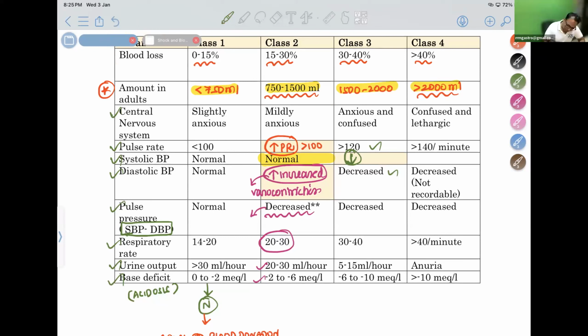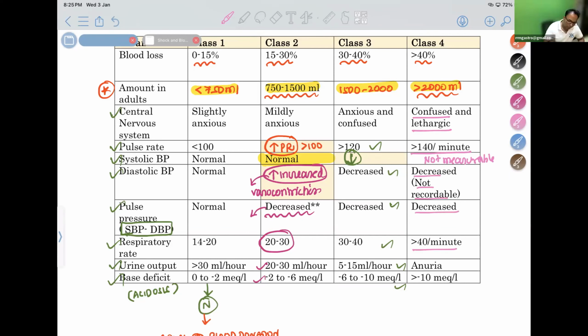So pulse pressure decreases, respiratory rate increases, urine output goes less, base deficit increases, and systolic BP is not measurable in class 4 shock. Very, very feeble BP. It is not even measurable. Patient is confused or comatose. Then diastolic BP is decreased, not recordable. Pulse pressure decreased, respiratory rate increased, everything is increased.